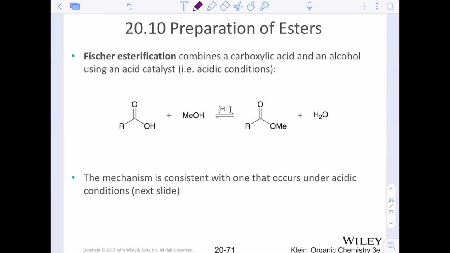Fischer esterification combines the carboxylic acid and an alcohol, using an acid catalyst, so we'd have to have acid conditions. Typically, the acids that we would see over the reaction arrow would be H2SO4 or TsOH. You can also simply write H+. For this mechanism, you can use a protonated alcohol or you can use H3O+ for the proton transfer. We'll do that in the next slide, but notice here how the OH is going to be replaced with the OR, the OMe specifically in this example.